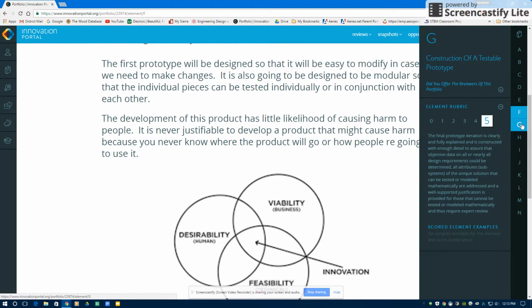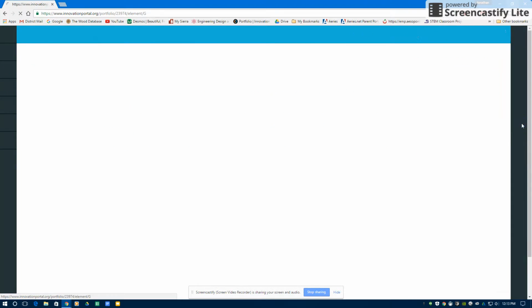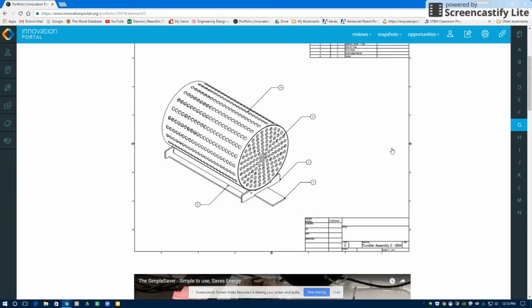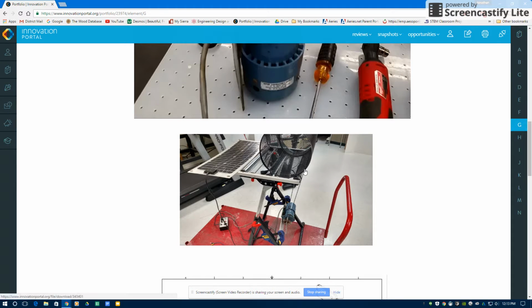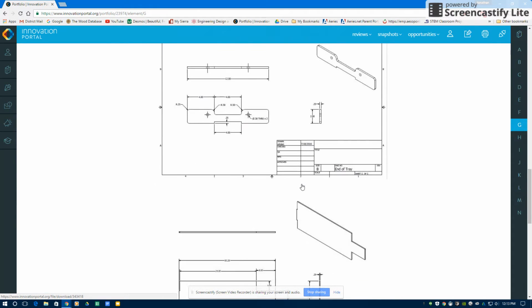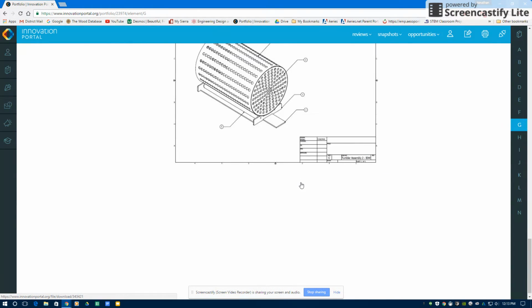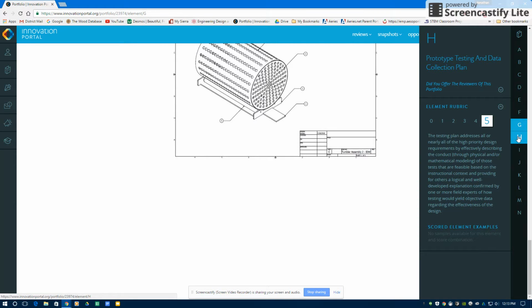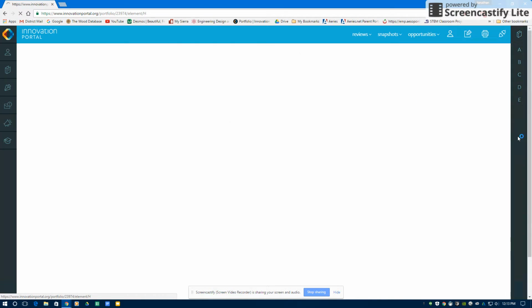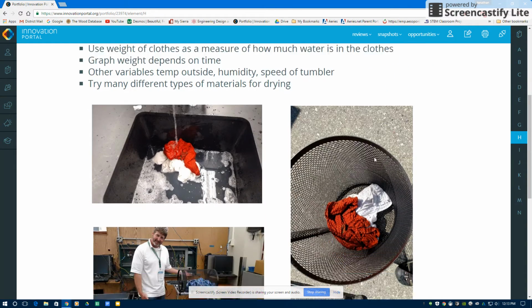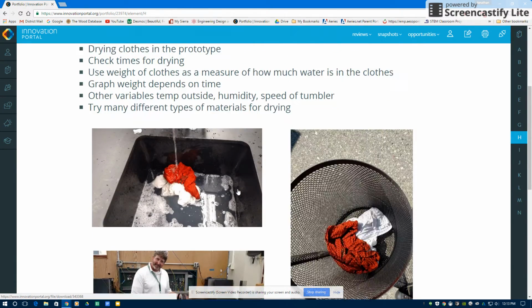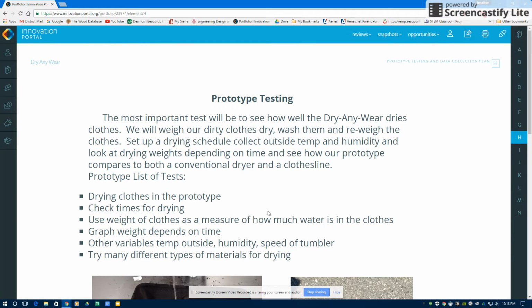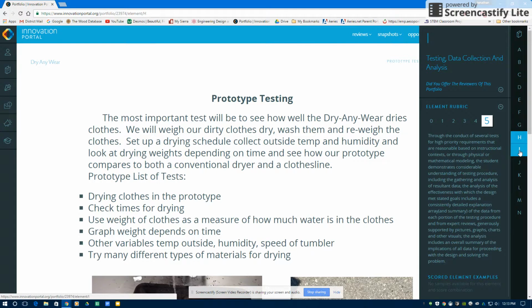Element G is a construction of a testable prototype. And here are CAD files. Here's a video of us building our first prototype, more CAD files. And element H is testing and data. So I think, you know, here's our clothes dryer, some photos of it, and some of the results we collected.